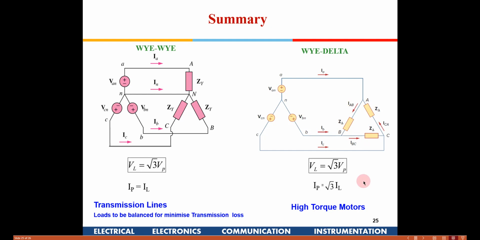So we'll stop here for today. In the next class we are going to learn about a delta source connected to a Y load, and a delta source connected to a delta load. So these are the 4 different combinations which are possible, and in the next class we will discuss the other 2 combinations.